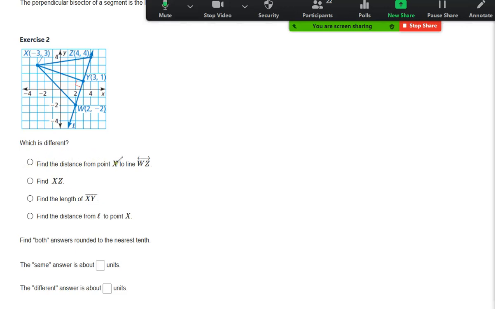So there's the distance from point X to line WZ. And this is point Y, that's this right here. So in other words, this right here would be the length of XY. That's what they're talking about, because the distance from this point to that line is the shortest distance there, and that would clearly be that.